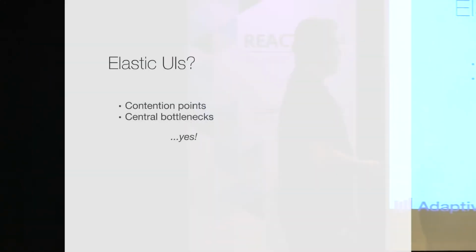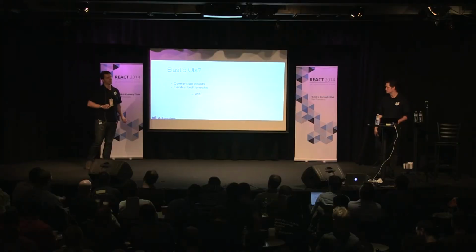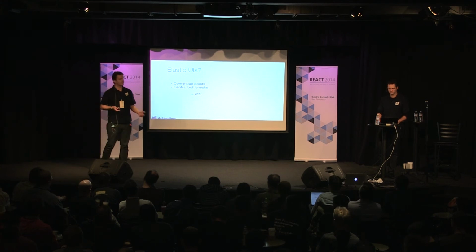To be elastic, we need to avoid contention points and we need to avoid central bottlenecks. We've got both of those things and we can't do anything about it, really. There's a single laptop running a single application.